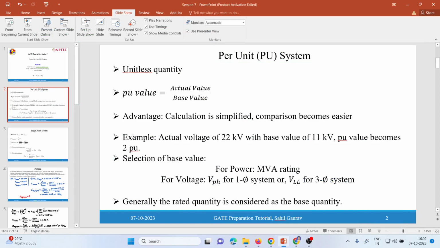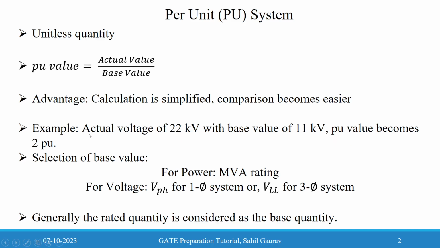Now we can see one example here. If the actual voltage of 22 kV with base value of 11 kV is given, then what will be the per unit value? It will become 2 per unit. Because you can put the value in this expression, actual value divided by base value. So the actual value is 22 kV and the base value is 11 kV. So you will get easily the per unit value.